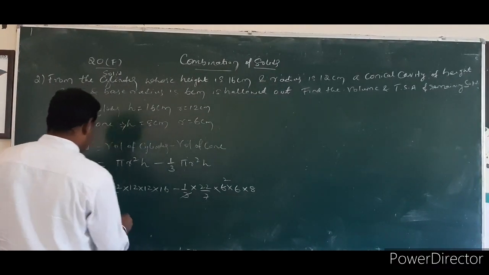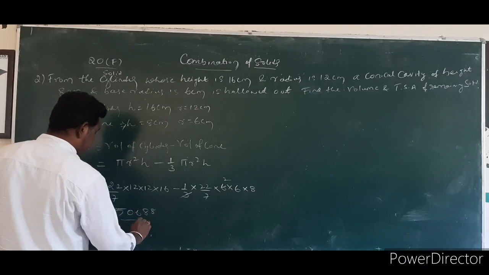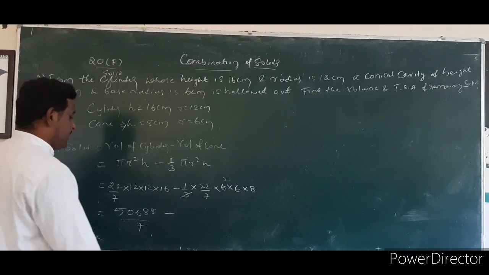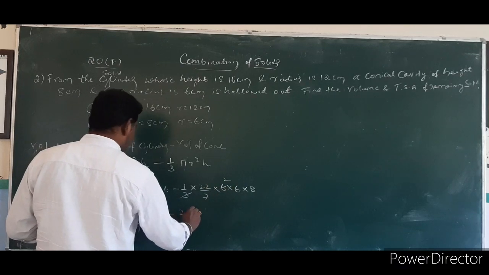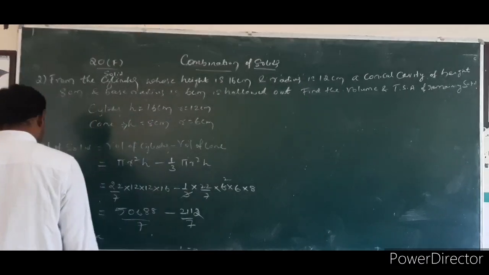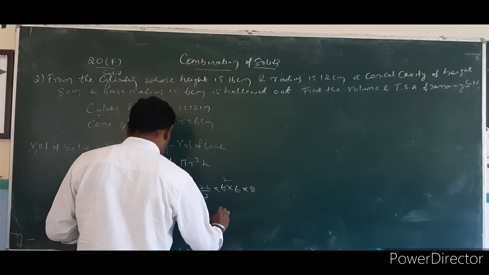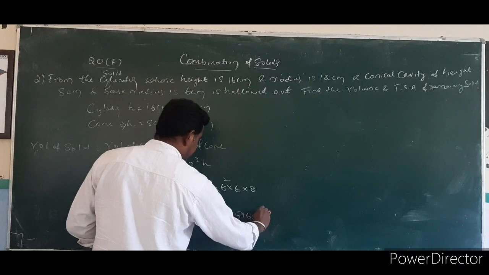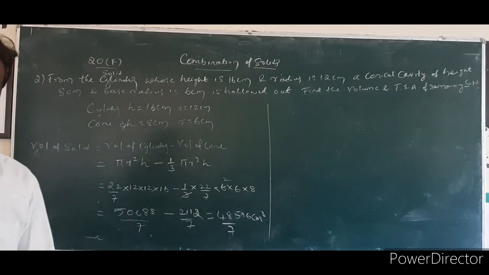you will get the value 50,688 by 7. I am just writing the answers to save time. You can calculate. If you multiply 22 into 2 into 6 into 8, you will get 2132 centimeter square. So if you subtract these two, 48576 by 7 centimeter cube. This is the volume part.